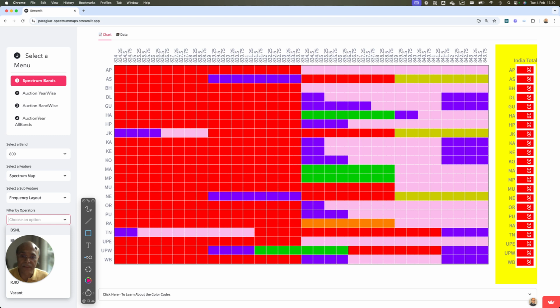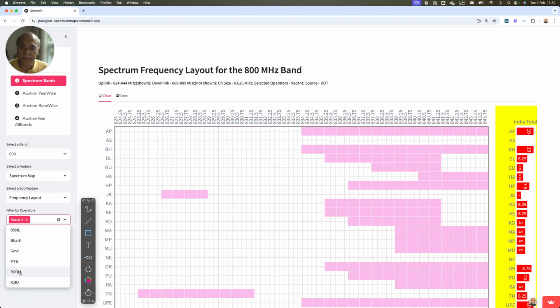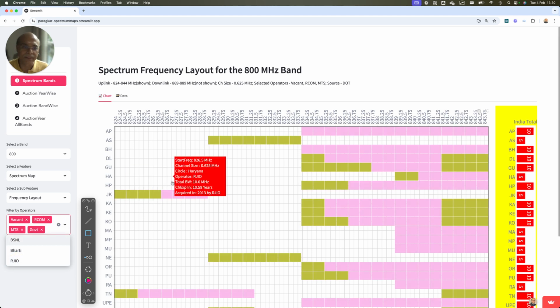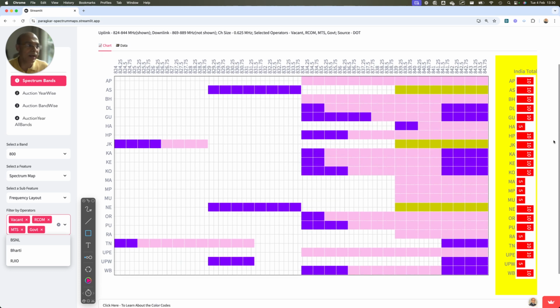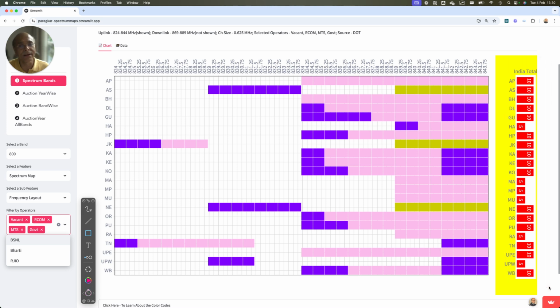Okay. Now, in order to give you a better picture, what I will do is filter out some of the spectrum to show you what spectrum is lying unused. So, which are the spectrum lying unused? Vacant. So, I pick vacant. Then I pick RCOM. Then I pick MTS. Then I pick government, right? If you add all this, you will find that in most of the circles, except 1, 2, 3, 4, 5, 6 circles, 10 megahertz of spectrum is available, which is lying unused.